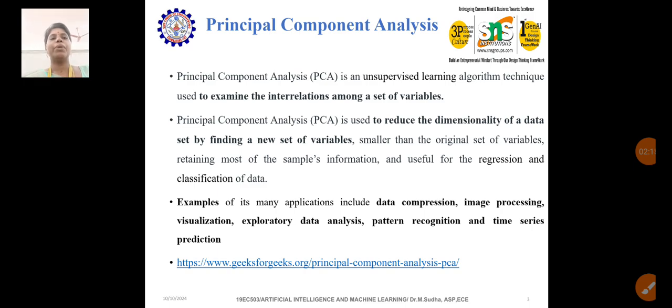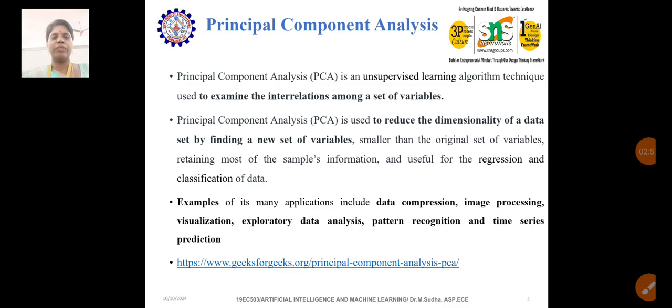Principal component analysis is used to reduce the dimensionality of the data set by finding a new set of variables, smaller than the original set of variables, retaining most of the sample's information, and useful for the regression and classification of data. So compared to the original set of variables, the dimensionality is going to be reduced. Examples of its many applications include data compression and image processing.